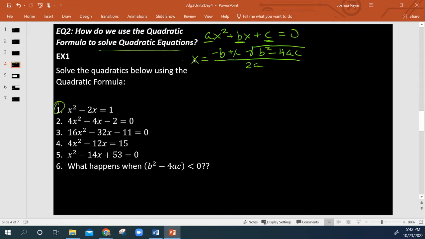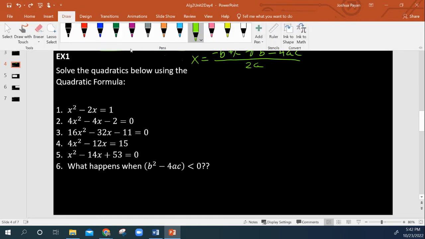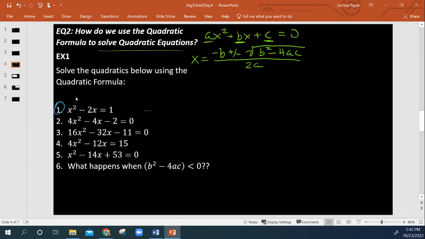Okay, so let's start with this first example here. And this one's relatively simple. The only problem is we are not in standard form. So real fast, let's rewrite so that we are in standard form. x squared minus 2x minus 1 equals 0. There we go. Now we're in standard form. So we see that a is 1, b is negative 2, c is negative 1.